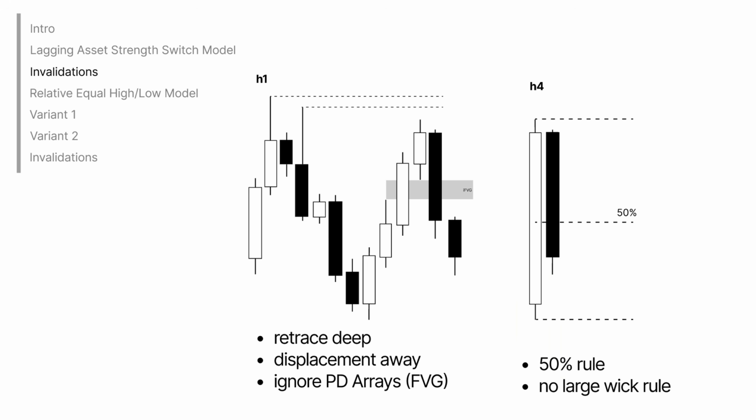Invalidations for our setups are: if we retrace very deep, especially if it happens with displacement. If PD arrays are getting ignored, meaning displacing through a fair value gap like here, the 1 hour, which should bring us to the dol. Mechanical level is 50%. If price trades below, you can skip the setup.